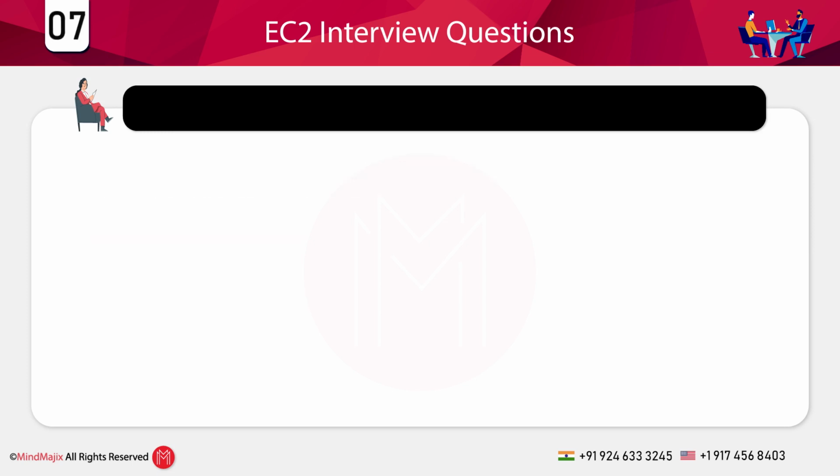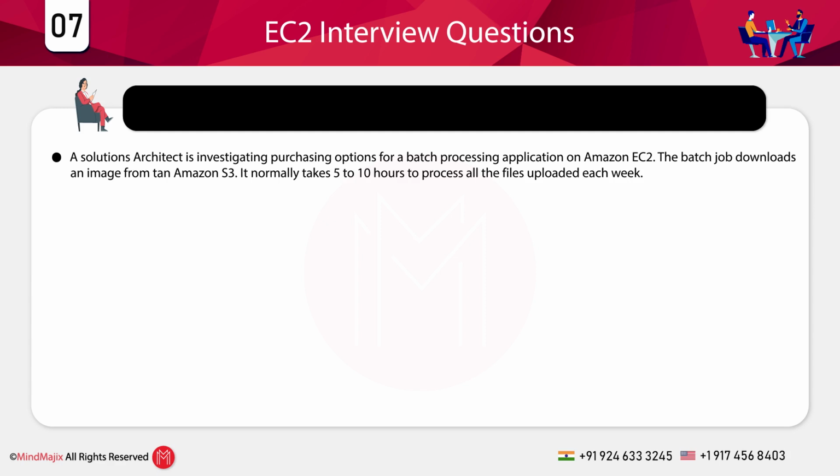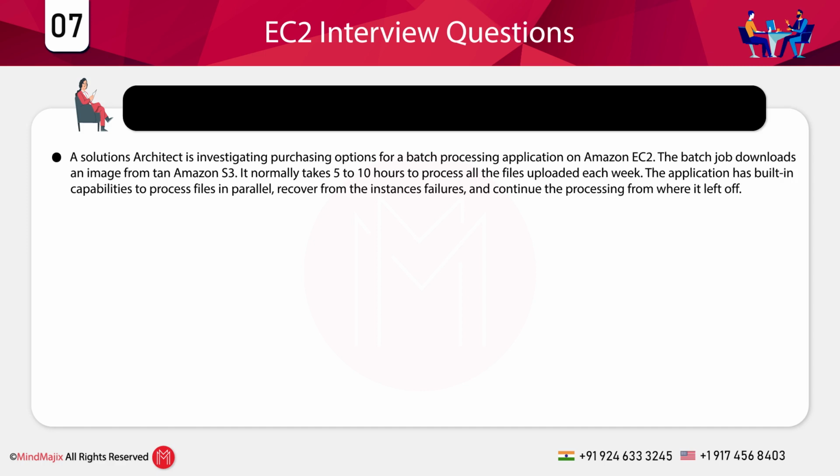Let's see question number 7. A solutions architect is investigating purchasing options for a batch processing application on EC2 instances. The batch job downloads an image from the S3 bucket, adds copyright information and uploads it back to S3. It normally takes 5 to 10 hours to process all the files uploaded each week. We need this each week if you properly read the question. The application has built-in capability to process the files in parallel, recover from instance failure and continue processing from where it left off. What is the most cost-effective purchasing option for the solutions architect?